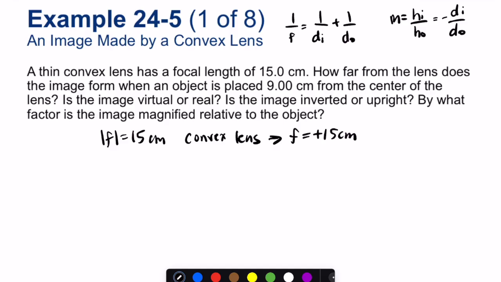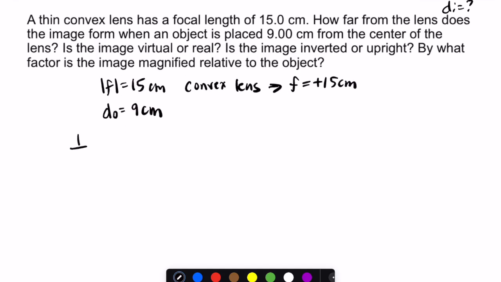How far from the lens does the image form? So what is di? When an object is placed 9 centimeters from the center of the lens. So do is 9 centimeters. Is the image real or virtual? And is the image inverted or upright? And by what factor is the image magnified?